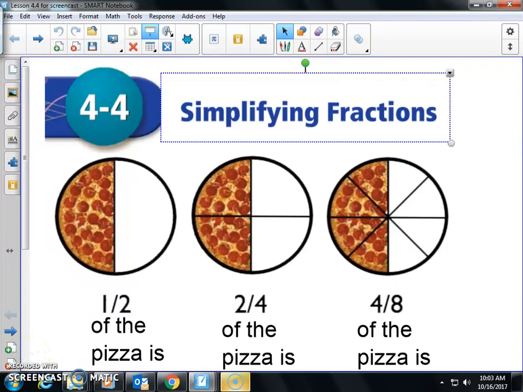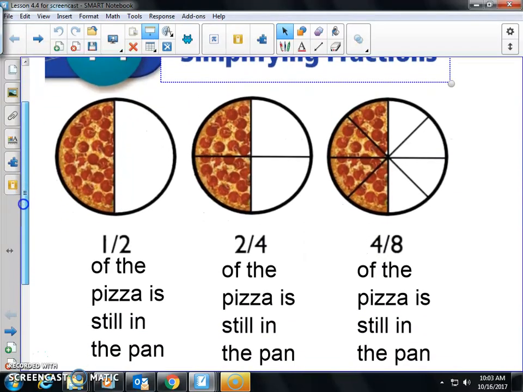Okay, today we need to talk about simplifying fractions. And first we have to make sure we understand what equivalent or equal fractions are. In these three pictures, the first one says half the pizza is still in the pan. Half, we know the fraction 1/2 is 1 over 2, 1 out of 2. So 1 out of 2 equal sized pieces are in the pan.